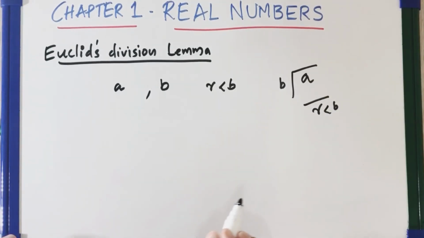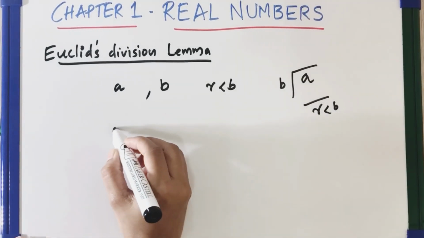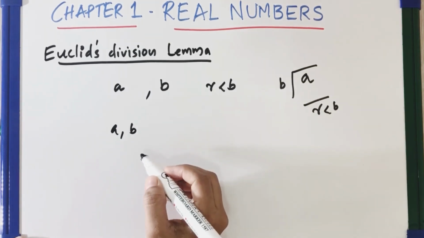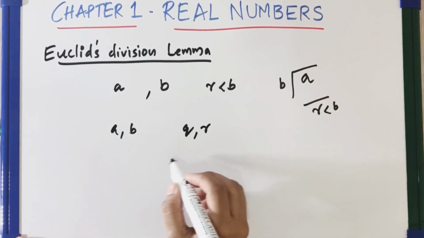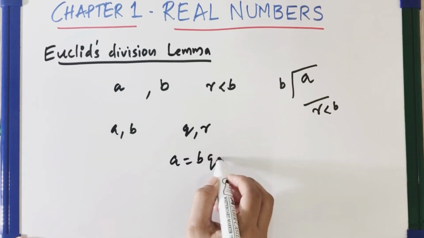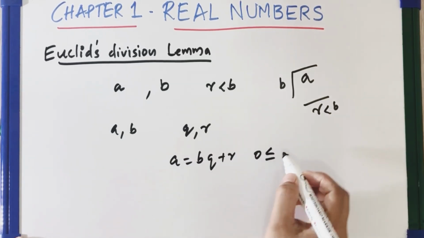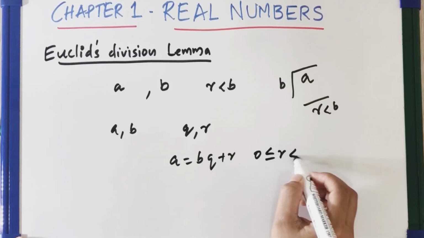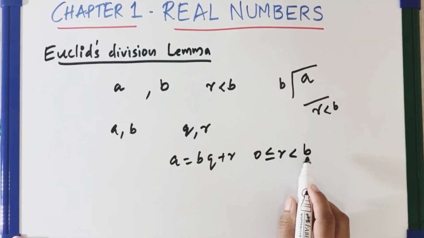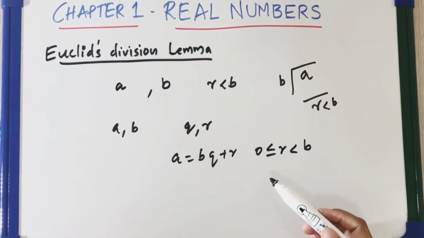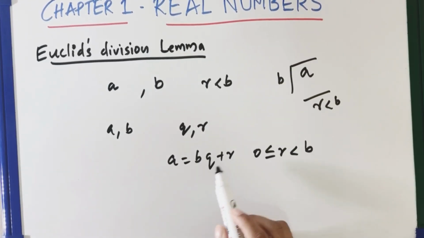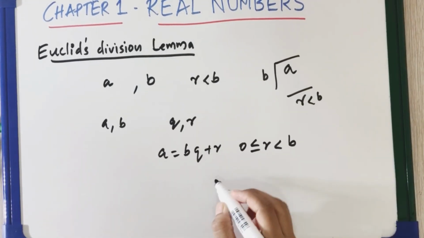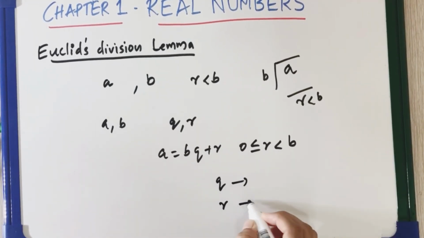Or we can say, for each pair of positive integers a and b, there exist integers q and r satisfying the relation a = bq + r, 0 ≤ r < b. Remainder is always less than b. q and r can be 0 also. Also, q and r are unique. That is, q and r are the only integers satisfying this condition. Here, q is called the quotient and r is called the remainder.